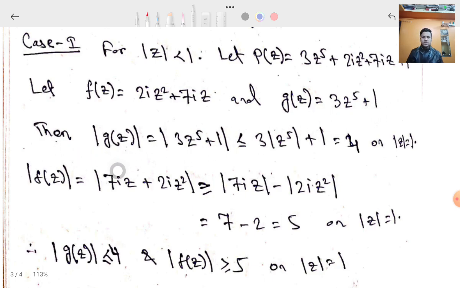Then |g(z)| will be |3z^5 + 1|, which is less than or equal to 3|z|^5 + 1 = 4 on |z| = 1, right? Because on |z| = 1, |z^5| = 1 and 3 + 1 = 4.